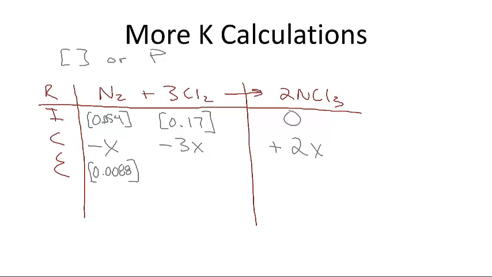So now, what is my X value? How do I figure out? This is my delta, right? How do I figure out what X is? Subtract. So 0.054 minus 0.0088 gives me what? So that's how much it changed for N2. How much would it change for Cl2? Well, I do that times 3, which is 0.1356. Okay, so did I do that math right? And then this would just be double, which would be 0.0904.